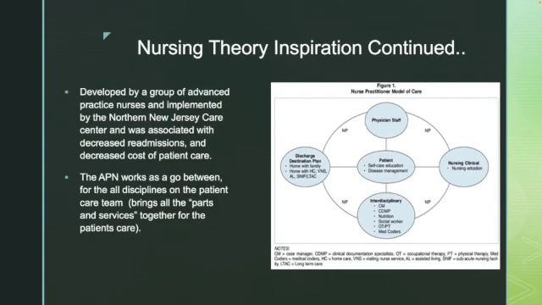Nursing theory and inspiration continued. This is the nurse practitioner model of care. It's developed by a group of advanced practice nurses and implemented by the Northern New Jersey Care Center and was associated with decreased readmissions and decreased costs of patient care. The advanced practice nurse works as a go-between for all the disciplines on the patient care team. They bring all the parts and services together for the patient's care so that they can get them quote-unquote repaired and back out on the road.